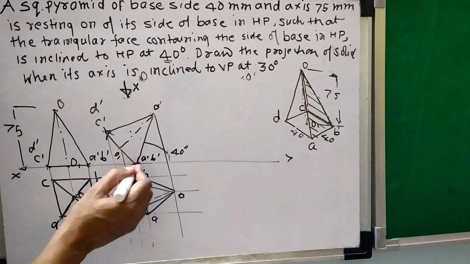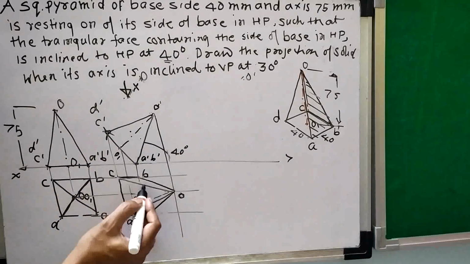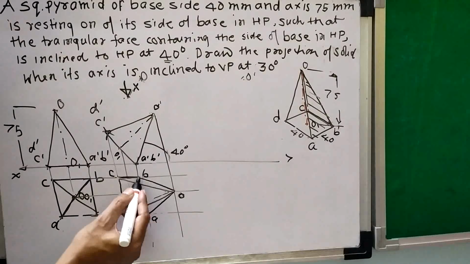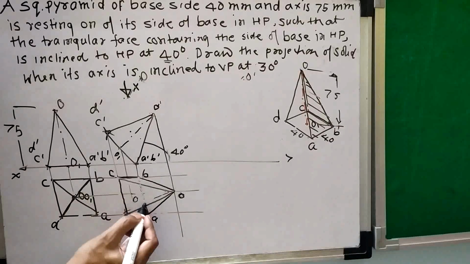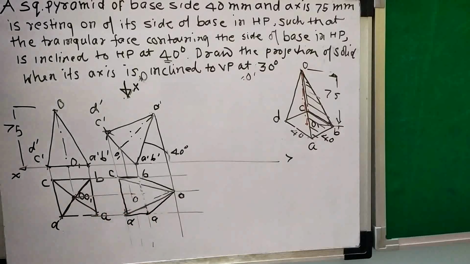Now what do you think about AB? This AB is a line, and this is far away from the observer. So this AB should be dotted. So what I will do, I will draw this with a dotted line. So this will be a dotted line. So in this way I will get the completion of this object.